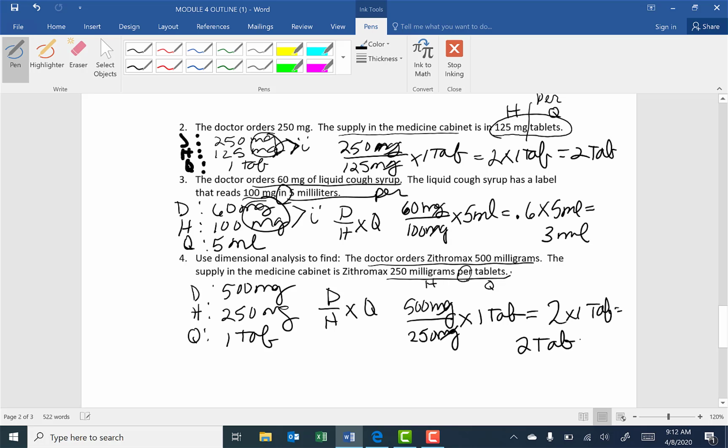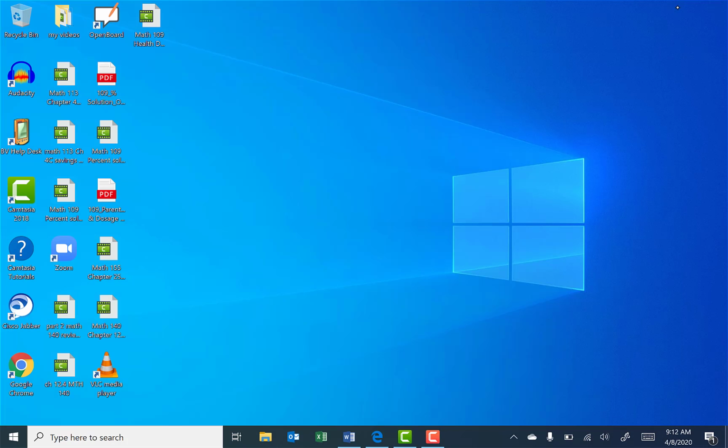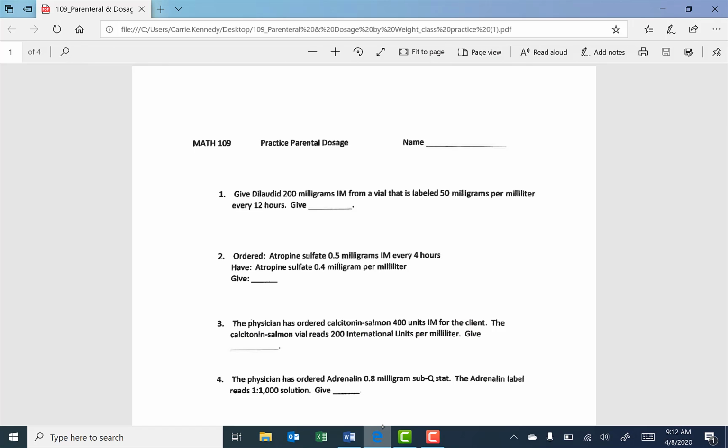So that is pretty simple as far as the problems we've had to do. Percent solution is much harder than dosage calculation. So this is the easy unit. Okay, so let's pull up another sheet and let's do a little practice with this.